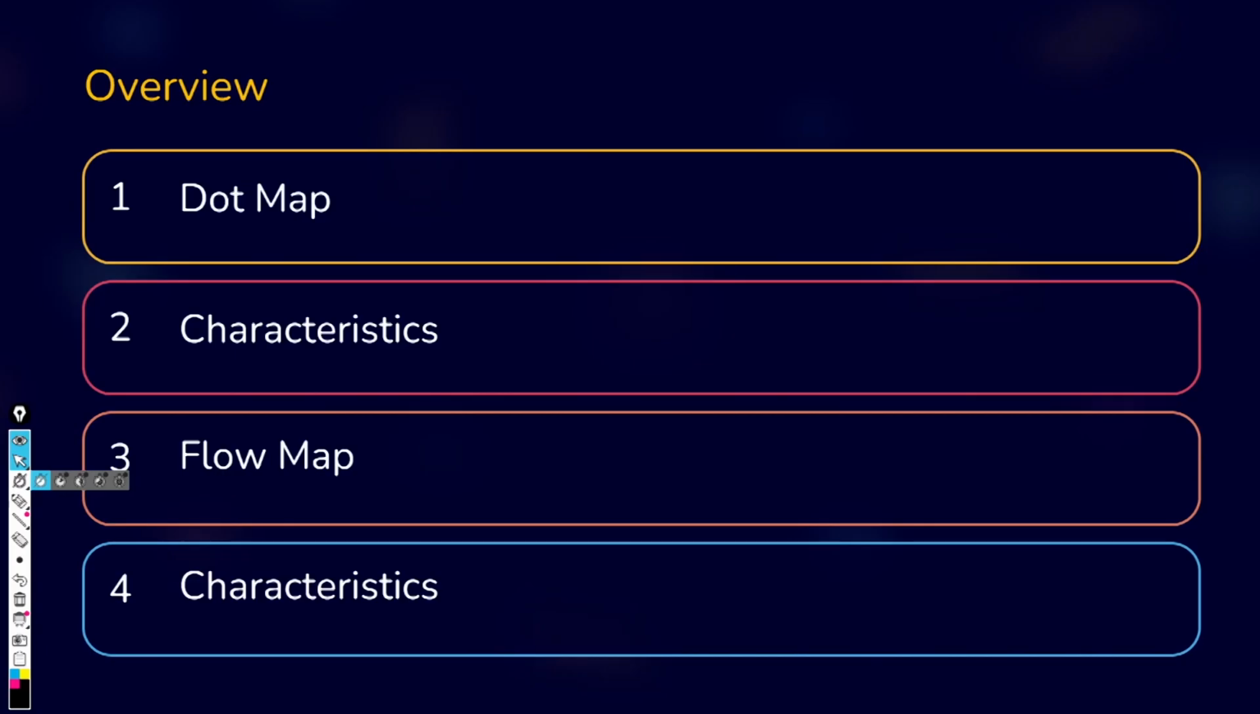Today we will learn about dot maps and flow maps and how to create them using open source geographic system software. So this is the content overview of what we are going to learn today. First we will see what's a dot map and its characteristics. Then we will move on to flow maps. What are flow maps? What are the advantages of using flow maps and its characteristics? Then we will move on to practicals. We will create a few dot maps and flow maps using open source GIS software.